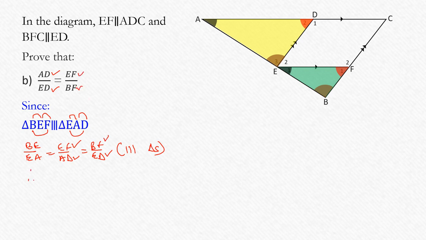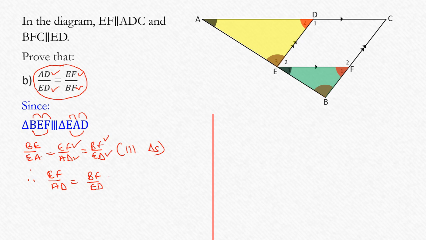So therefore, EF over AD is equal to BF over ED. Right, so now what can we say? How can you transform this statement to look like that? So what do we do here?